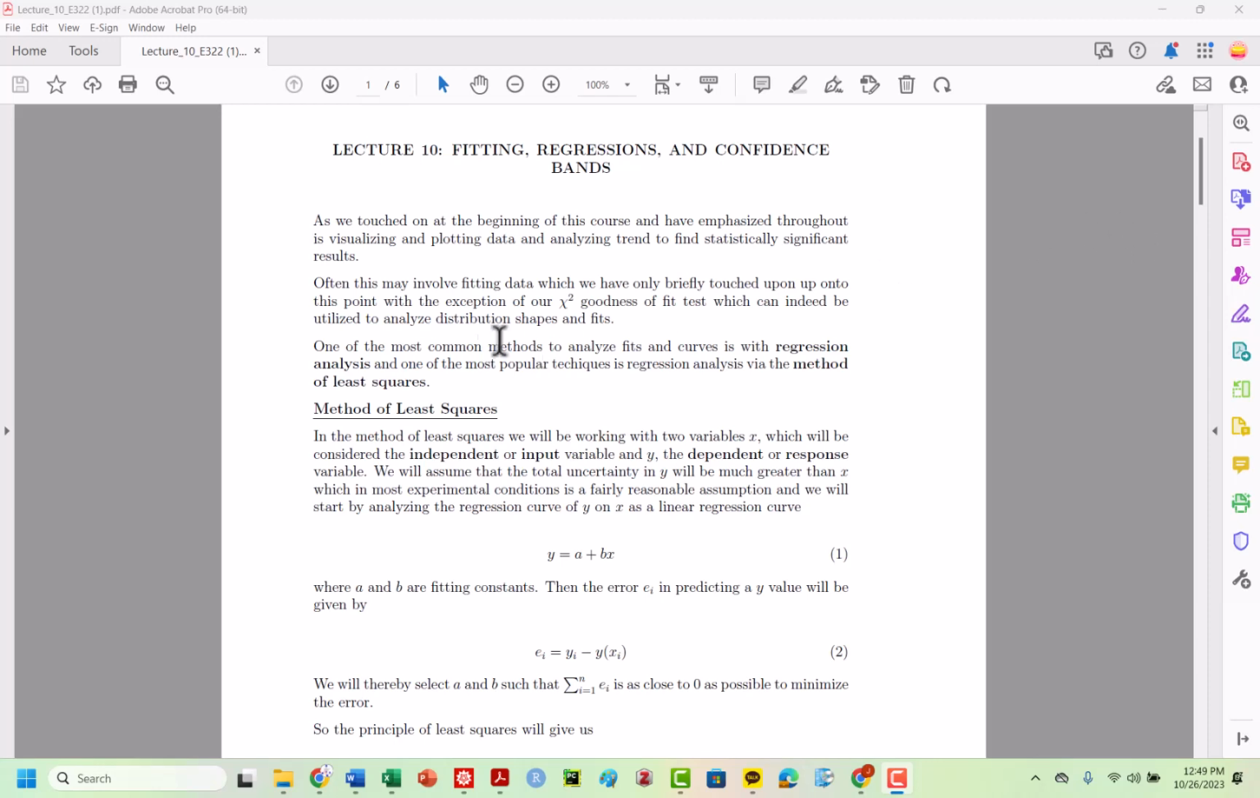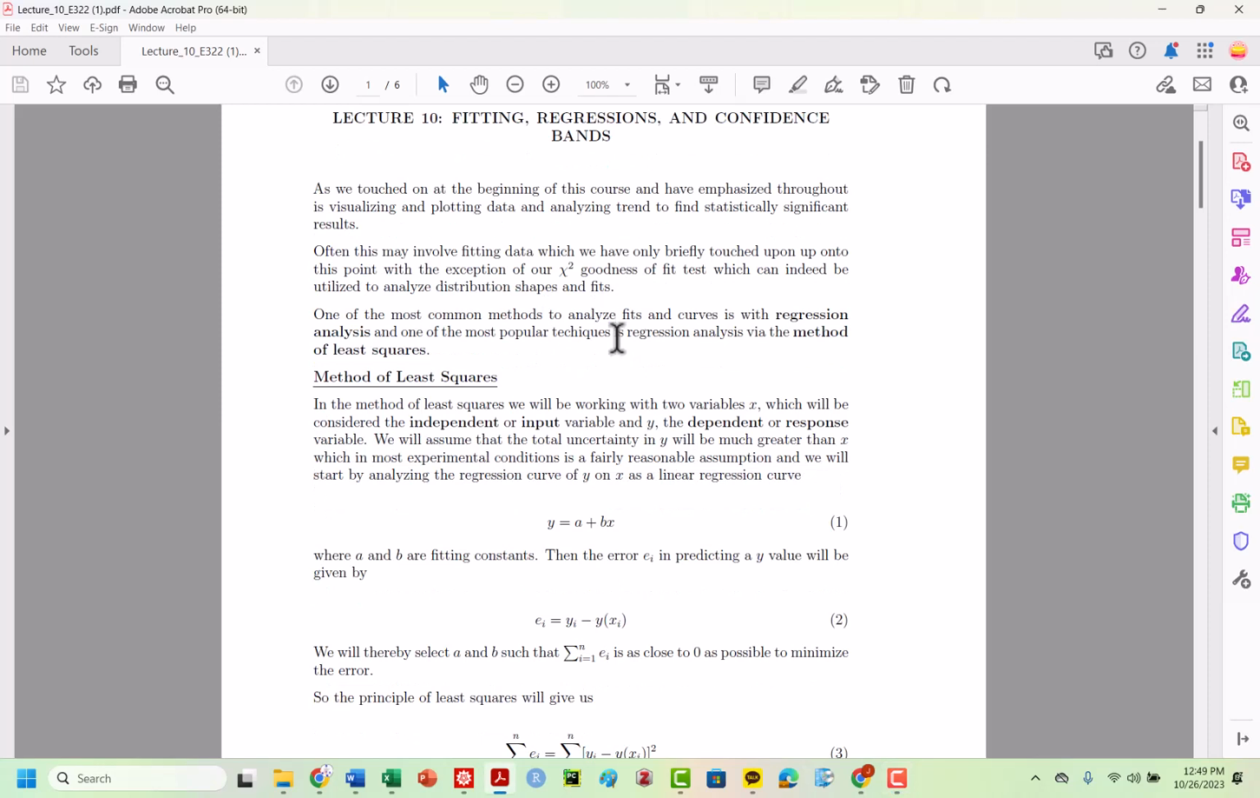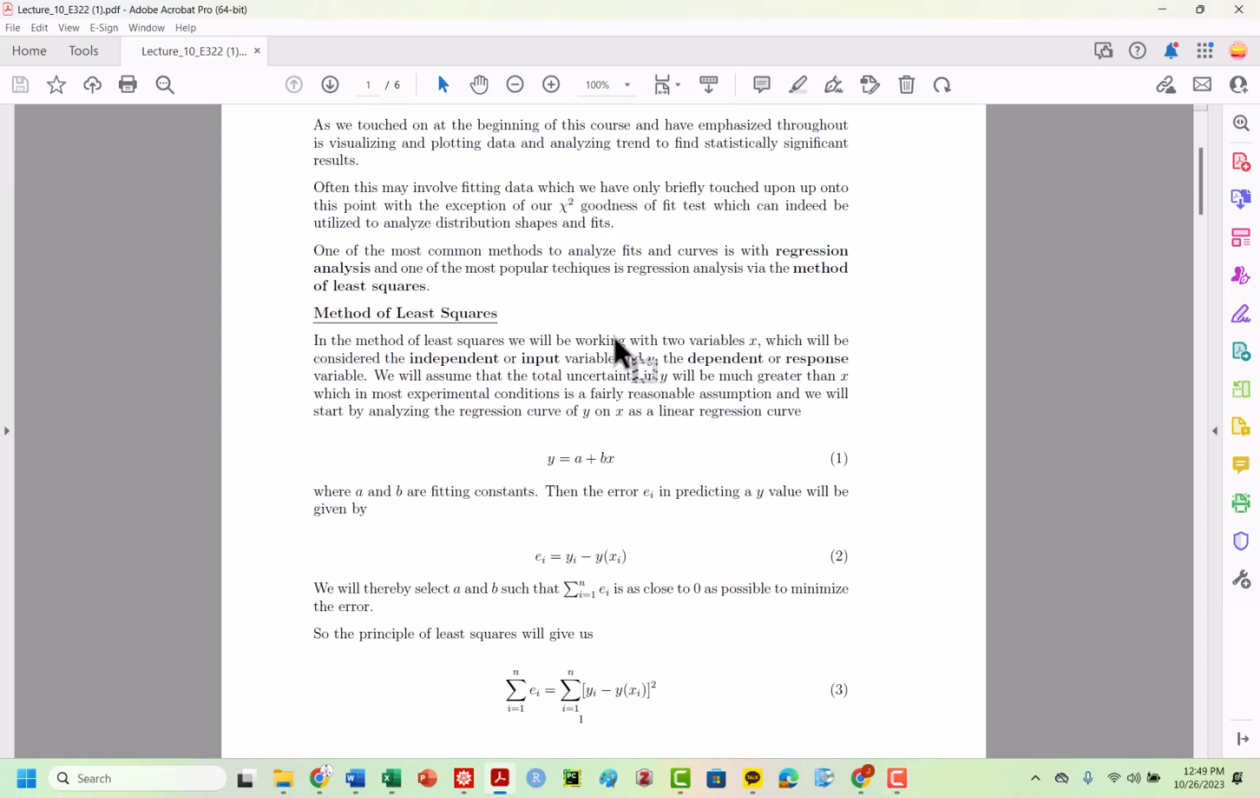and to determine whether they are a good fit. With the exception of our chi-squared goodness of fit test, we haven't really talked about distribution shapes and fits, and the methods by which we analyze whether something is a good fit or not. So we're going to talk about one of the most popular types of fit analysis, and that's regression analysis. And one of the most popular techniques within that broad category is the method of least squares.